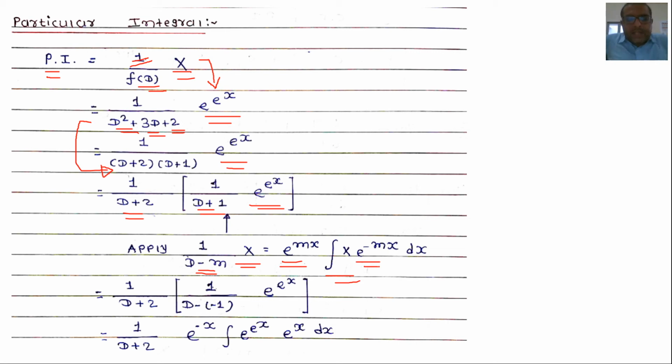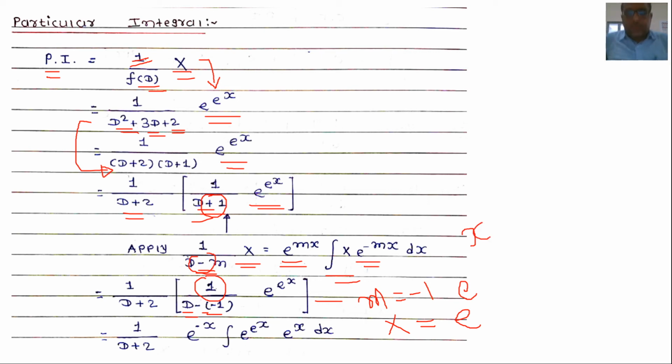Now here you have to make some modifications. Now observe that in our formula here is a sign minus m, here is plus 1. So first convert this plus 1 into a minus sign. So by performing a modification, this denominator term can be written as D minus minus 1. This is modification. Now here m is equal to minus 1 and this capital X is equal to e raised to x.